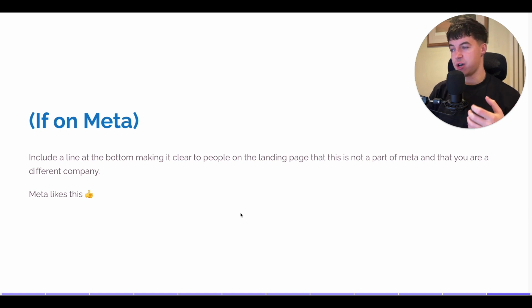So this only really works if you're pushing this landing page via an ad. If this landing page is just organic, being pushed through organic, or you're using it as part of some sort of manual outreach, then you don't have to worry about this. But like I say, if you're using this for ads, then just include a quick little line at the bottom. It doesn't have to be big, but this is quite simple to do and really does help out.